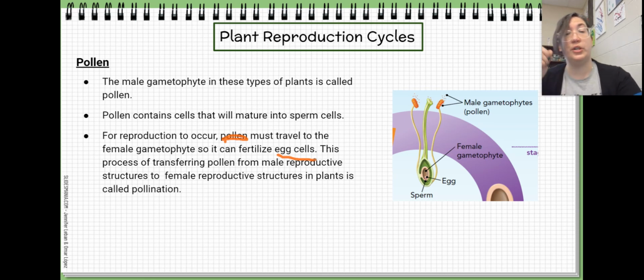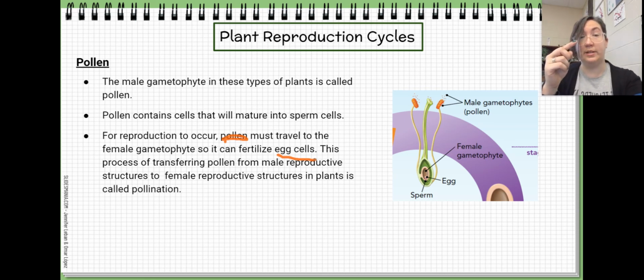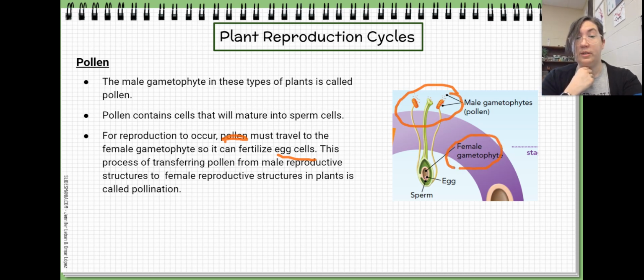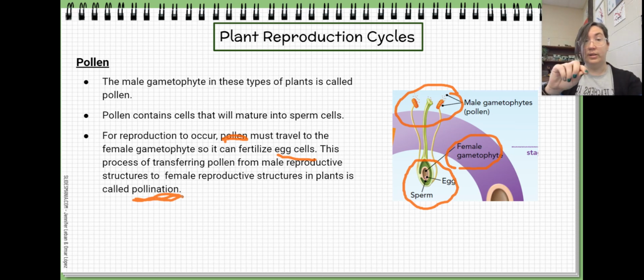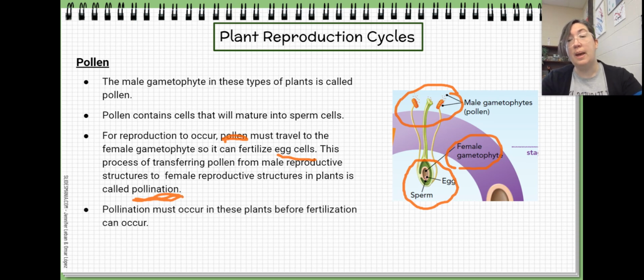This process of transferring pollen from the male reproductive structures to the female reproductive structures is called pollination. So pollination is the moving of pollen, or male gametophytes, to the egg, or the female gametophytes. Pollination must occur in these plants before fertilization can occur. So pollination is getting the pollen to the egg cell, and then fertilization is when the sperm develops and it can actually unite with the egg.